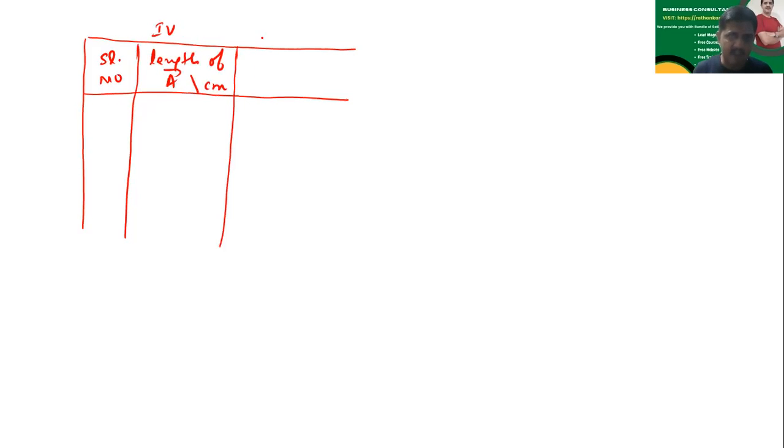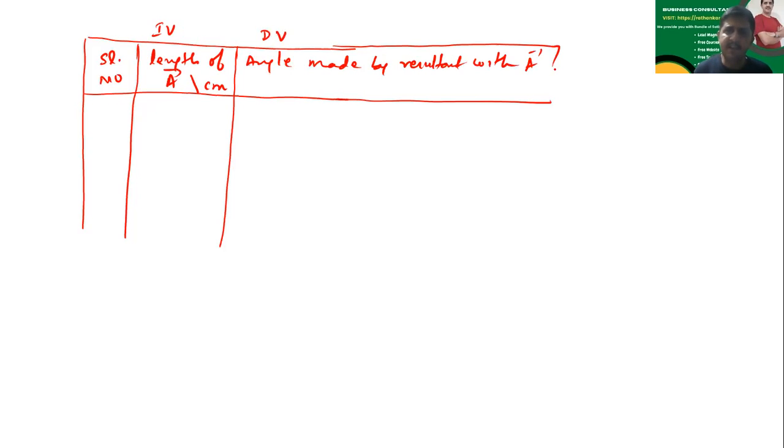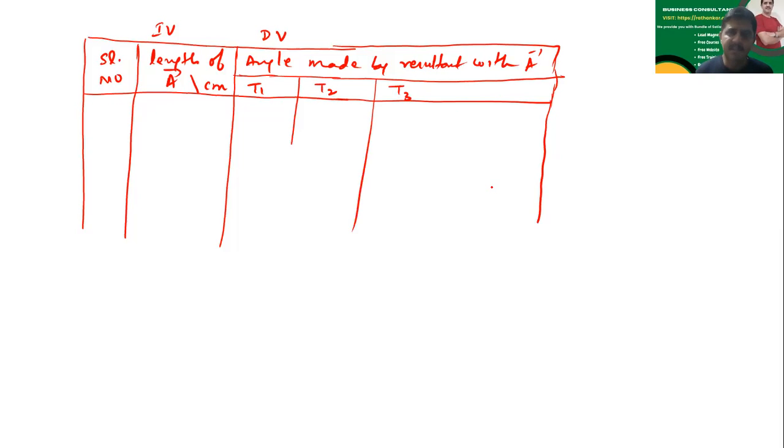Next, what is your dependent variable? Dependent variable is the angle made by the resultant with vector A. This is your resultant. Why did I put a big row here? Why did I put this width to be larger? The reason is because I want to have trial 1, trial 2, trial 3, and then I have to stop it here. I'm not going to write anything here.